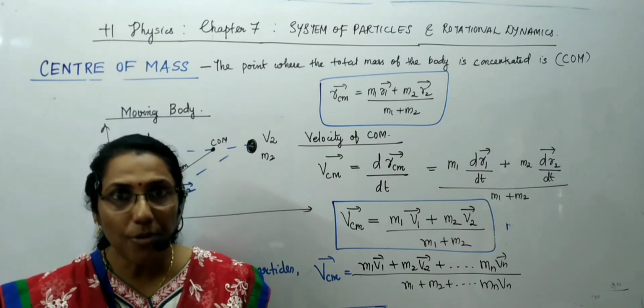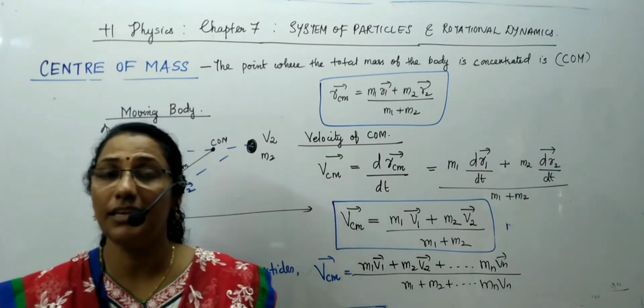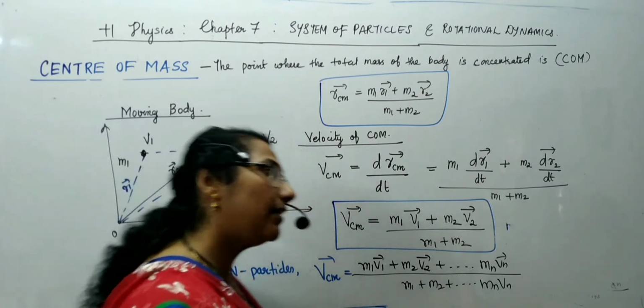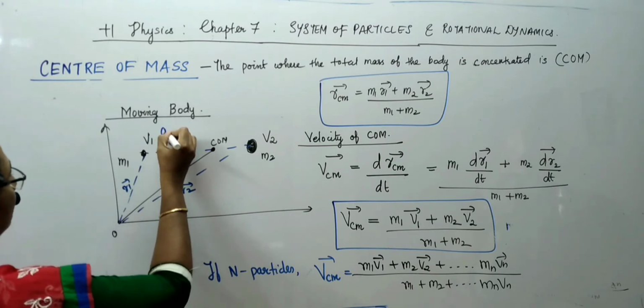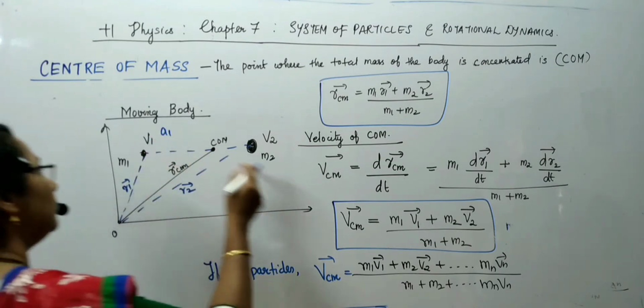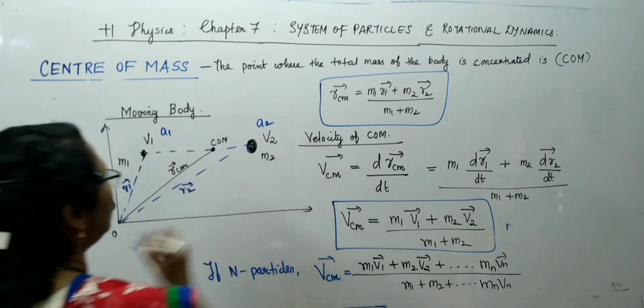Now, suppose the system is accelerating. Ente system accelerating aanennu vichaarikkaam. So that M1 is accelerating with A1 and M2 is accelerating with A2.